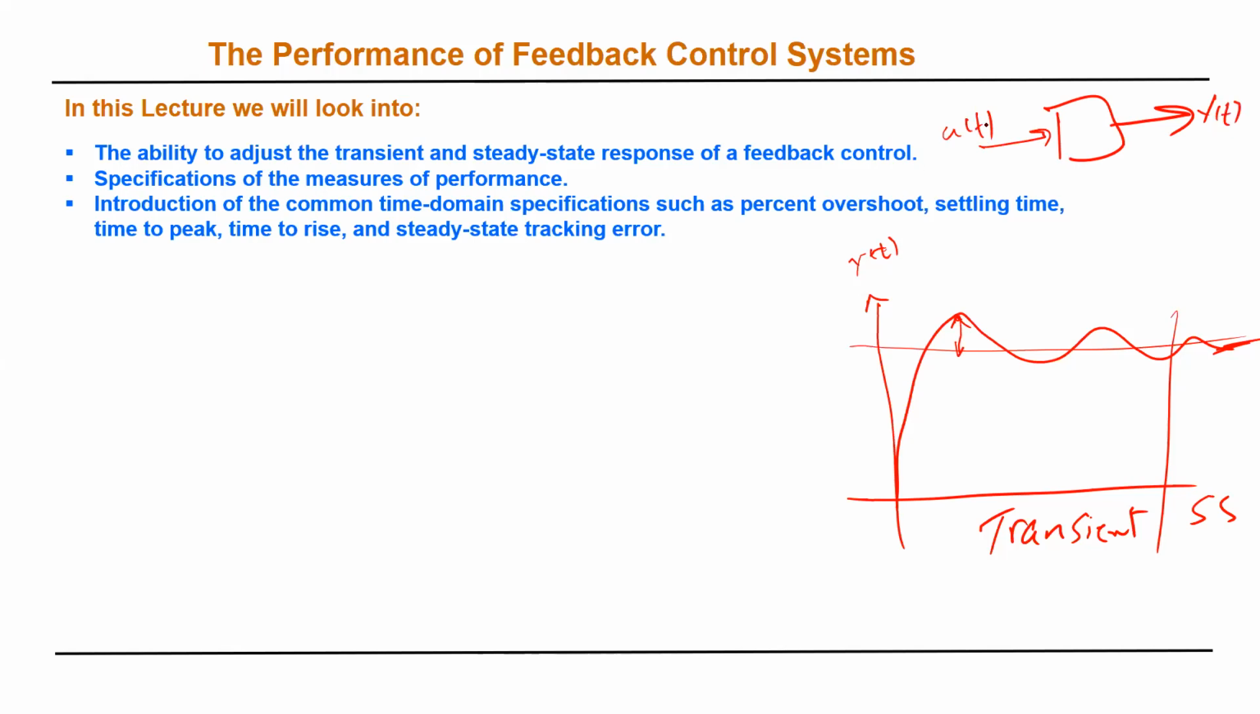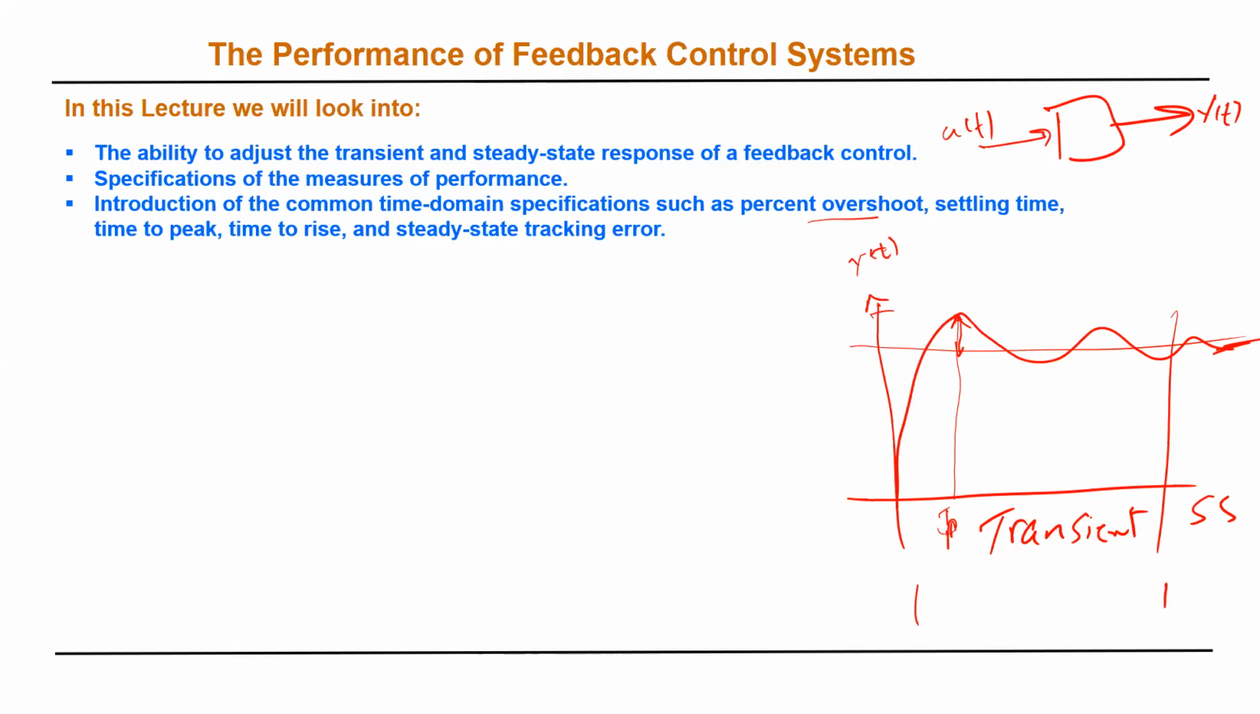My input is step. There is a possibility my system will oscillate like this. It will go a little bit beyond the one, and that's what we call the percentage overshoot. And then it will go down. The settling time is how long it will take me to reach the steady state. The peak time is the time where, I call it T peak. We'll come to them.